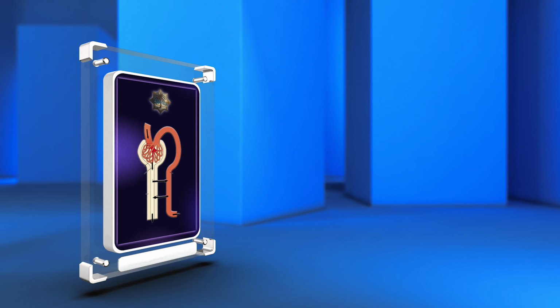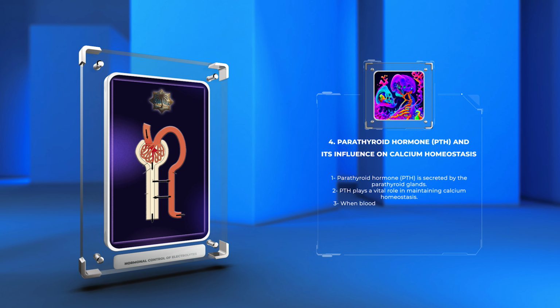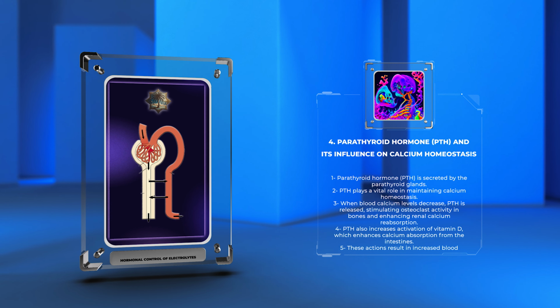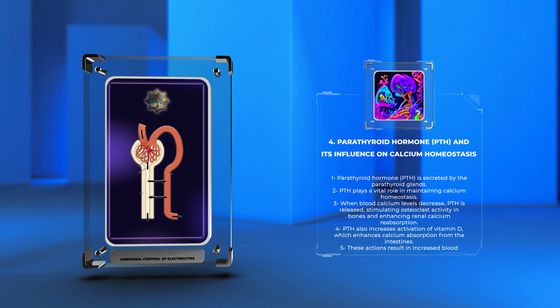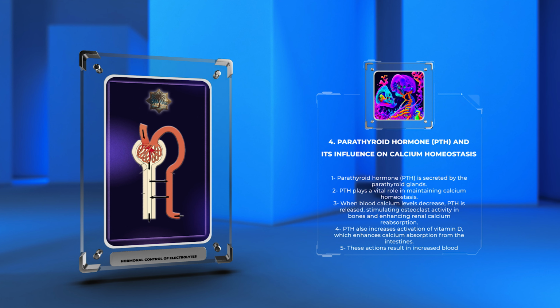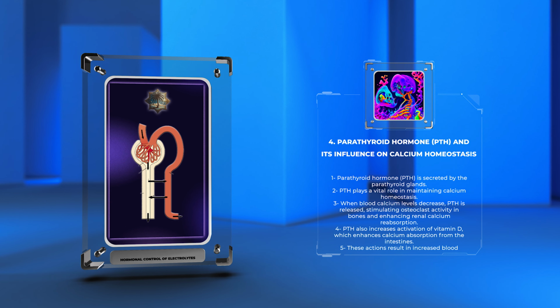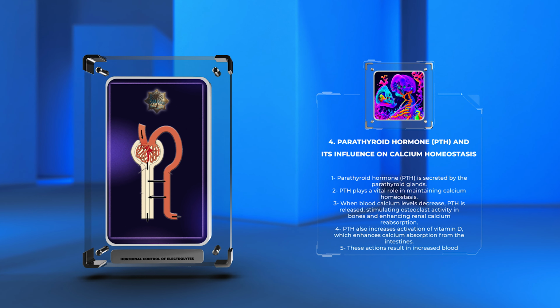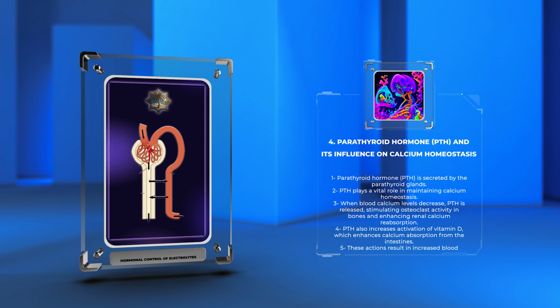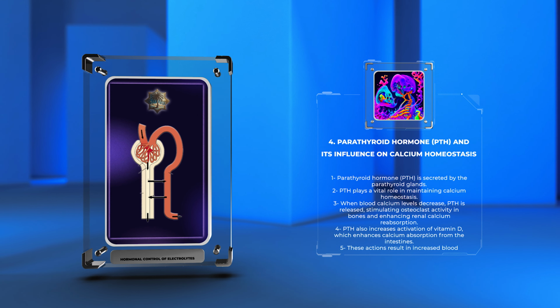Parathyroid hormone, PTH, is secreted by the parathyroid glands, situated behind the thyroid gland. PTH plays a vital role in maintaining calcium homeostasis. When blood calcium levels decrease, PTH is released, stimulating osteoclast activity in bones, enhancing renal calcium reabsorption, and increasing activation of vitamin D, which enhances calcium absorption from the intestines. These actions result in increased blood calcium levels, restoring balance.